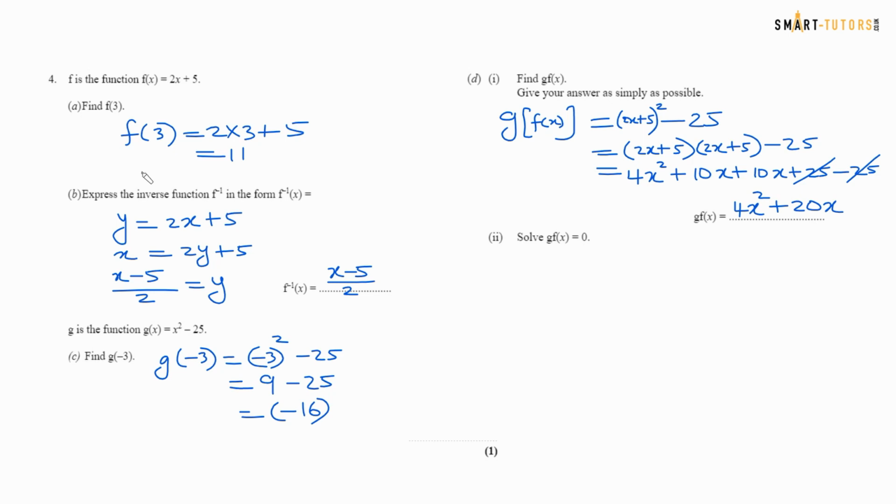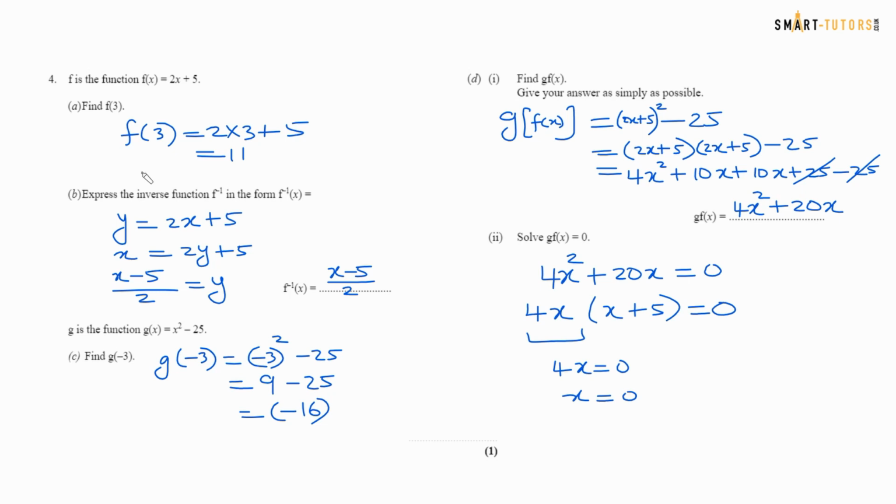So solve gfx equals 0. The gfx we already found out: 4x squared plus 20x equals 0. So if I take 4x as a factor, 4x times (x plus 5) equals 0. So this first one can be 0. So 4x can be 0, so x equals 0. Or you can say x plus 5 can be 0, so x equals minus 5. So the two possible answers: x equals 0 or x equals minus 5.